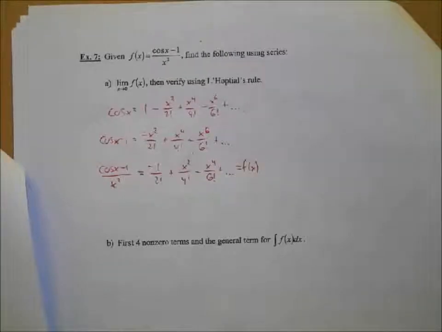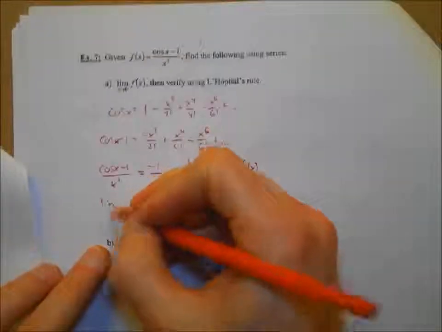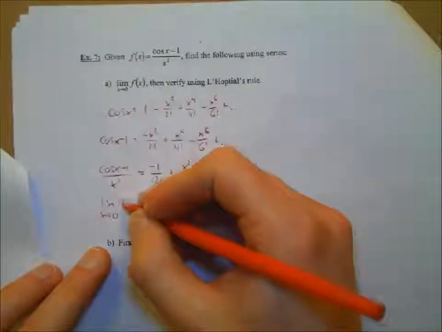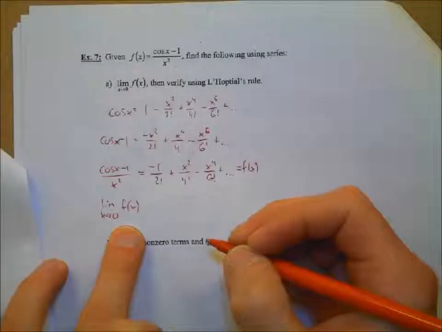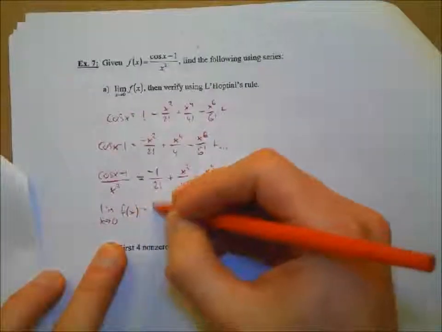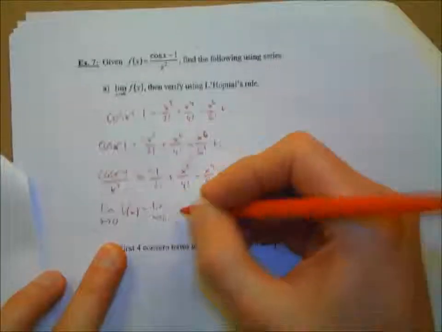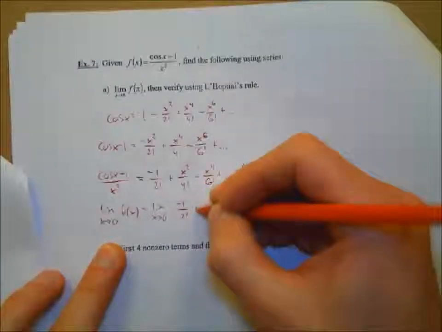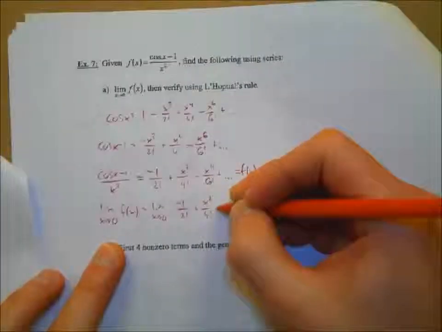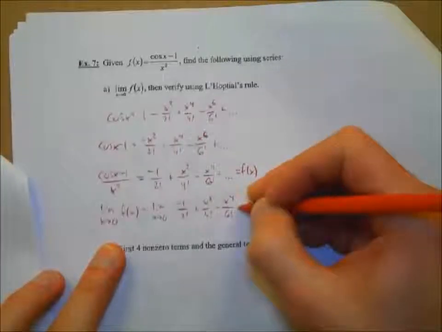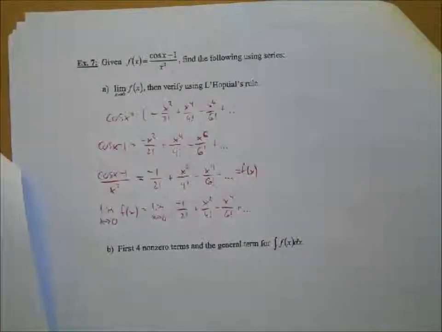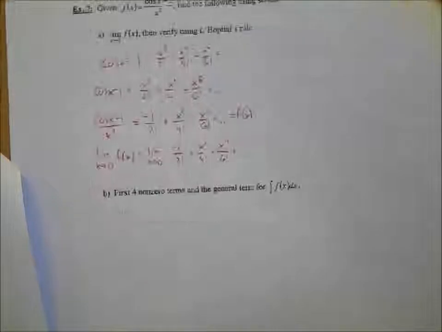Okay, so there is your cosine of x minus 1 all over x squared. Again, that is our function that we're trying to find the limit of here. So now let's go ahead and do that. Let's take the limit as x approaches 0 of f of x. That's what we're asked to do, which is then the limit as x approaches 0 of negative 1 over 2 factorial plus x squared over 4 factorial minus x to the 4th over 6 factorial plus dot, dot, dot. You get the idea, right? How should we go about evaluating this limit?